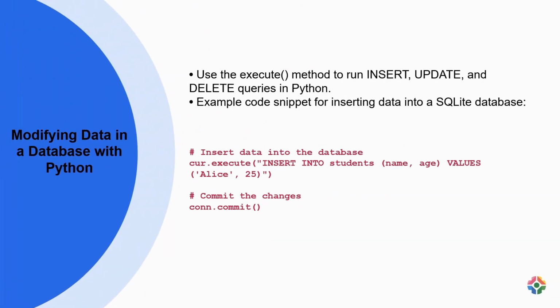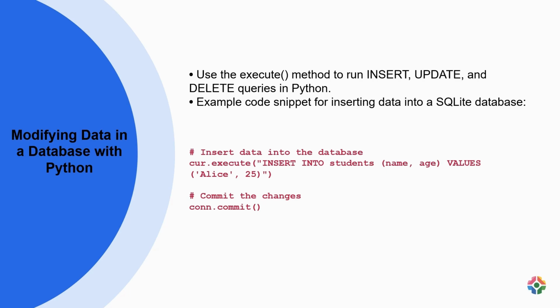To execute insert, update, and delete queries in Python, you can use the execute method from the cursor object. This method allows you to run SQL queries on a database connection. For example, to insert data into a SQLite database, you can write a query like cur.execute('INSERT INTO students (name, age) VALUES ("Alice", 25)'). This code inserts a new row with values Alice and 25 into the students table.